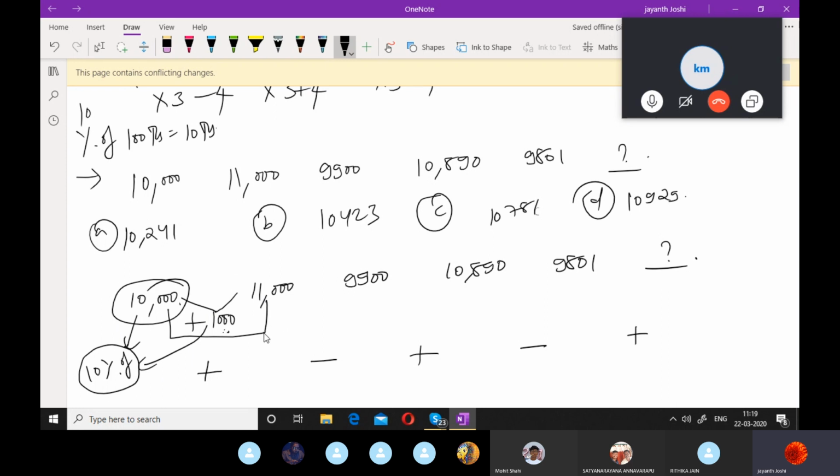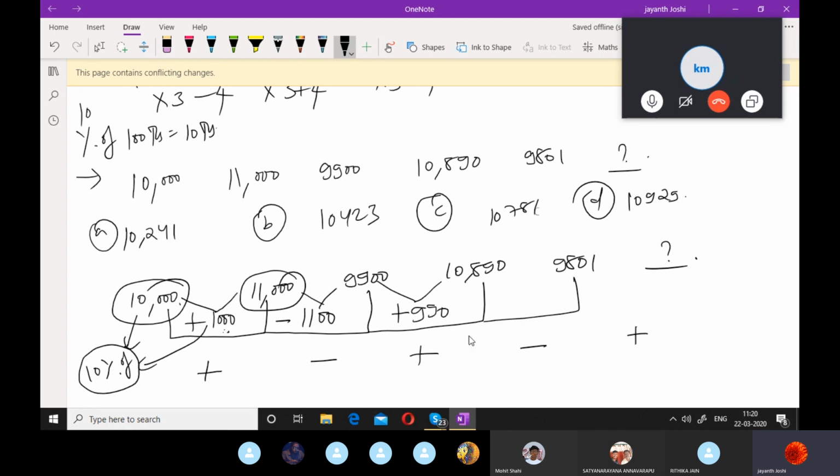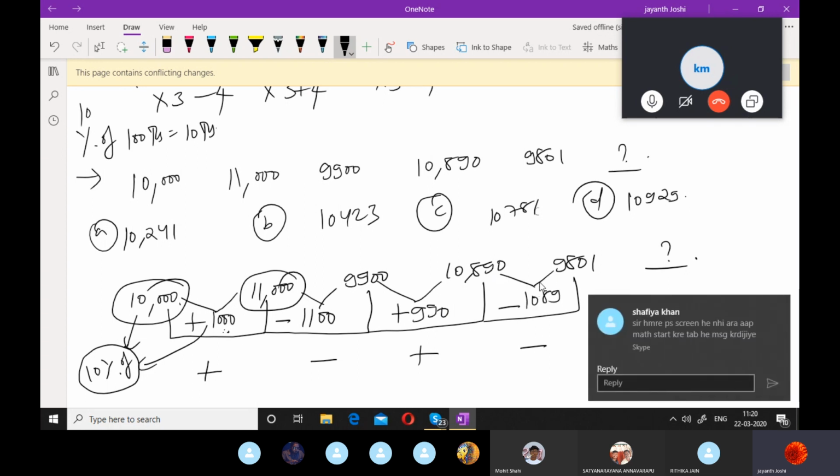So now I would do the same thing. I would subtract 10% of a number from itself to get the next number. Okay, so now again I would do the same thing. I would add 10% of a number, which is 990 of 9,900, to itself to get the next number. Same thing I would do. I would subtract 10% of a number from itself to get the next number.